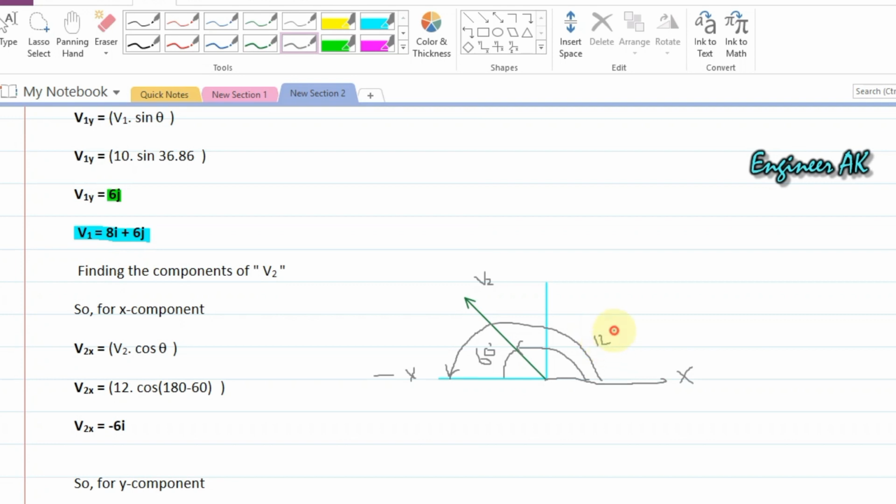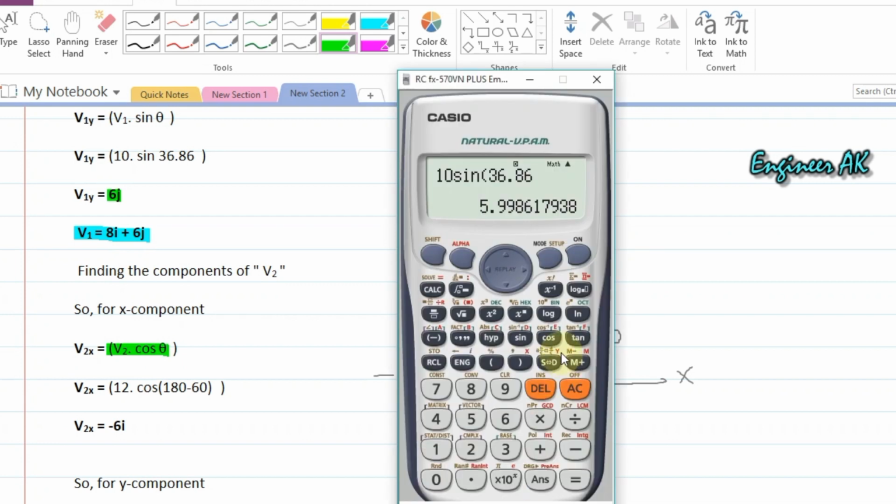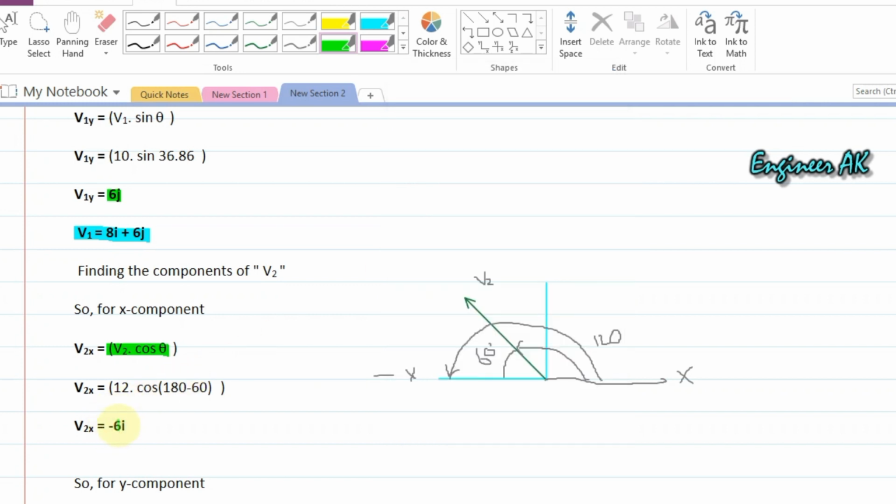180 minus 60 gives us 120°, right? So for the x component, what we have to do is v2 cos of theta. It is making an angle with the positive x-axis, so here I can write 12 cos of 120, and I get minus 6, which is written over there.